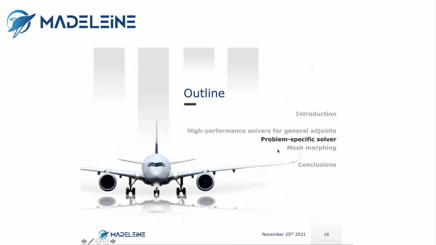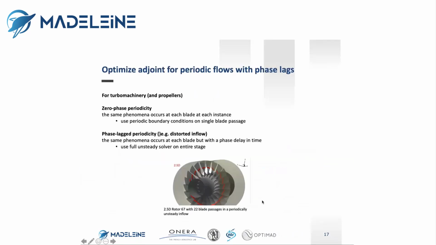The next contribution that I would like to present you comes from NLR. And we will see here how specific adjoint solvers for specific problems can achieve very high gains in efficiency. In this case, NLR was dealing with periodic flows, like the ones that we find for turbomachinery and propellers.